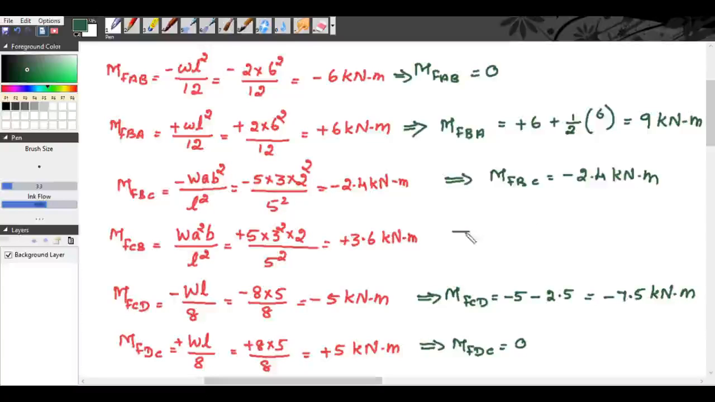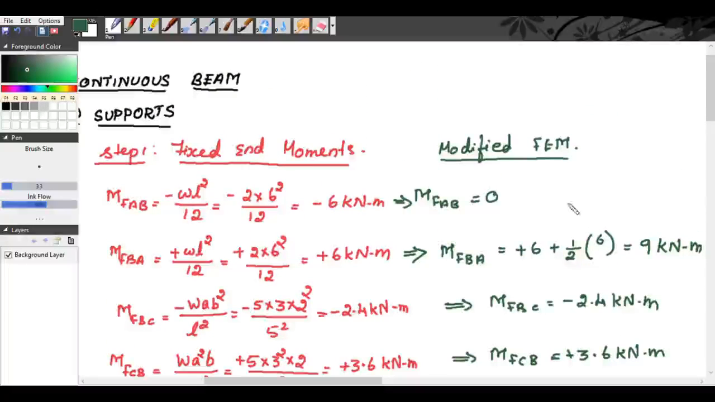So M of DC becomes 0, and M of CB is 3.6. M of AB becomes 0, and the remaining moments remain the same. So you should be very careful while writing M of BC and M of CB, which remain the same.